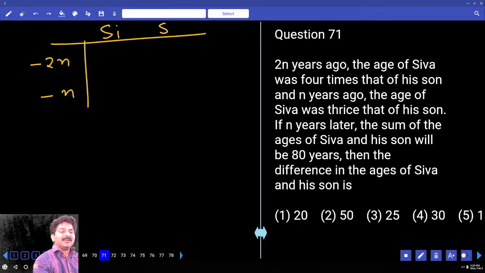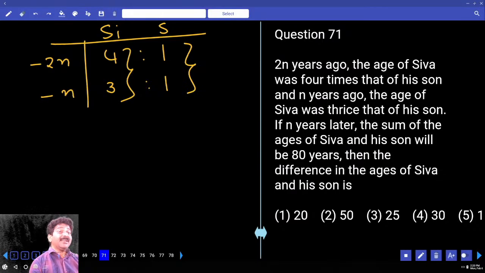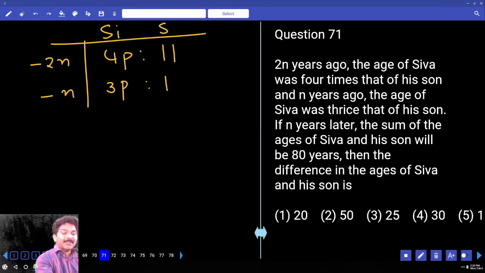2n years back, the ratio was 4:1, 4 times this. N years back, 3 times, correct? Right. For Shiva, how many years gap do we have? N years. For his son also, how many years gap do we have? N years. But now look at it in terms of the number of parts. Shiva got 1 part and the son got 0. It is not the same. So we have to make it equal, correct? So how do you do that?